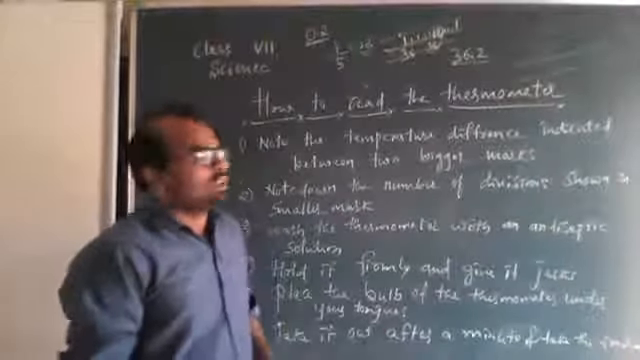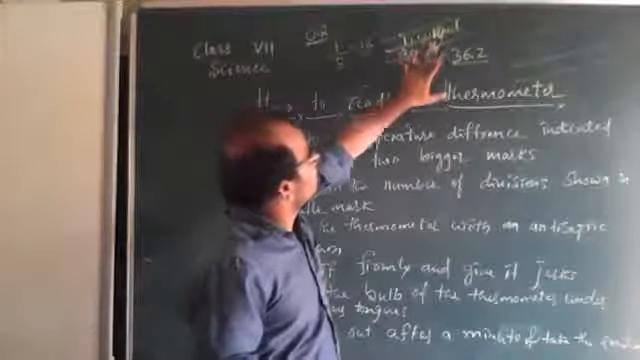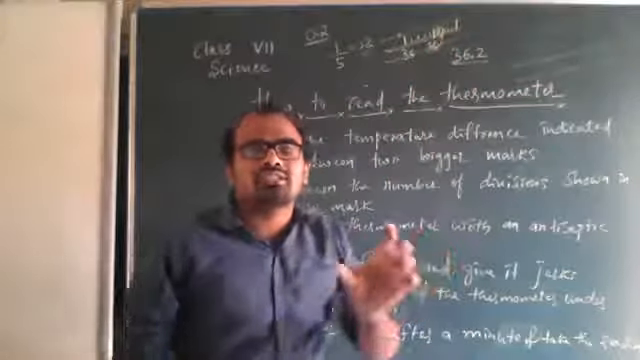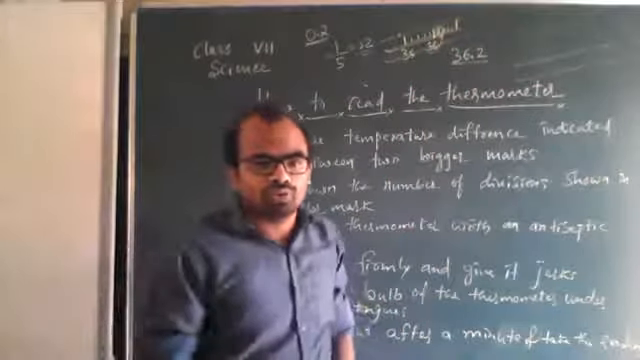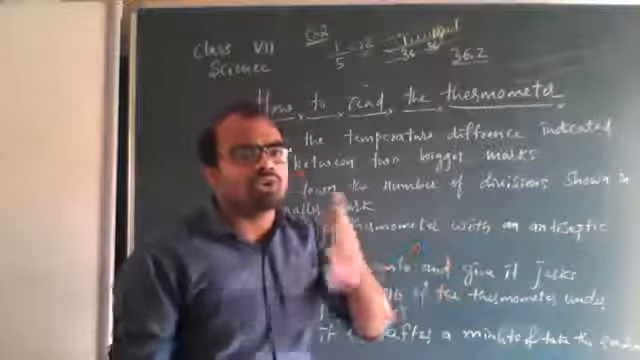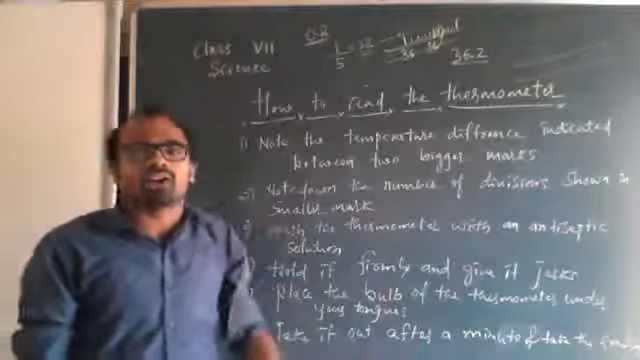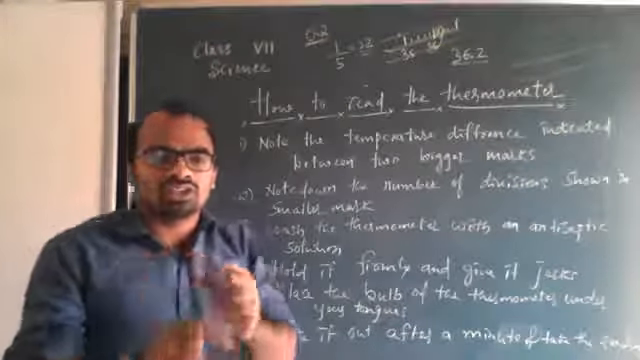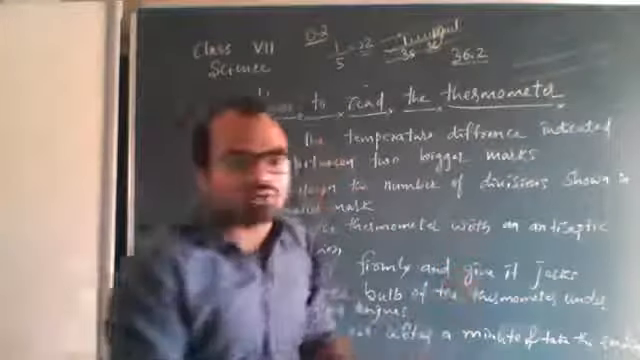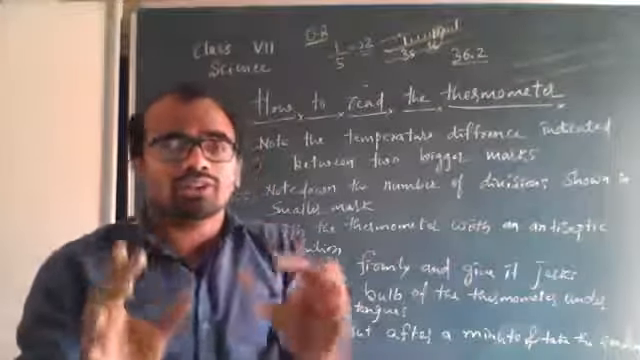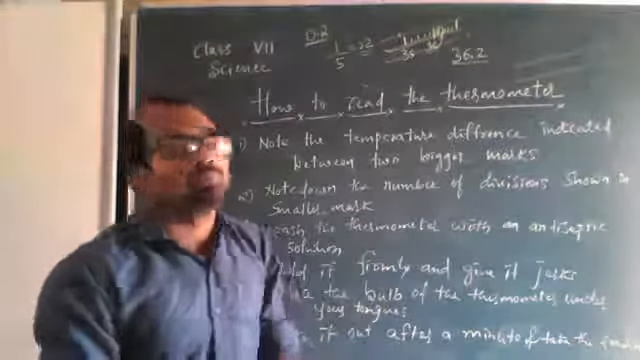See here, you can see 35, 36 is there. After 36, one division is coming, so it is 36.2, because 5 divisions means 0.2. If there are 10 divisions, it means 1/10, that is 0.1 we have to consider. So after 37, if there is one division, it is 37.1. We have to go like that. Note the temperature difference indicated between two bigger marks.